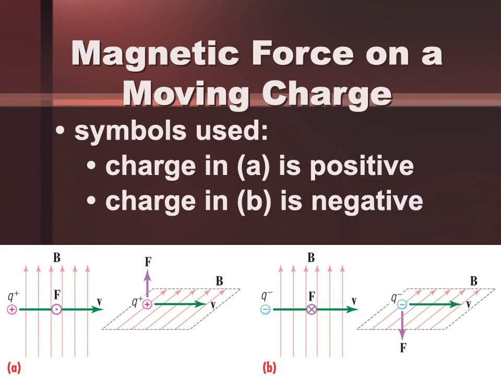Or on the one on the right, they try to make it three-dimensional, so the velocity is going to the right, the magnetic field is actually going into the screen, and then the negative charge will be forced down the screen. Okay?